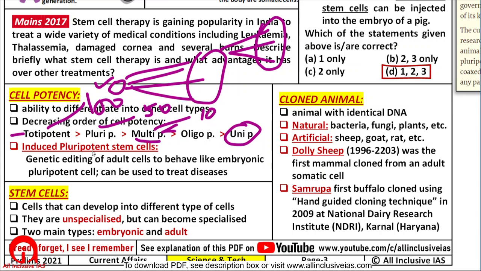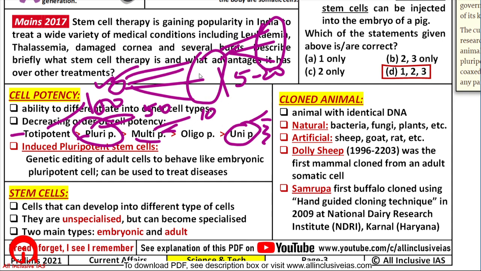Now what is the meaning of induced pluripotent stem cell? So it means that a cell is not pluripotent, but you are inducing it to be. You take a unipotent cell and you change its genetic material in such a way that it will start behaving like a pluripotent cell. If I'm not wrong, when an embryo starts to form, then within 15 to 20 days, the cells in the embryo are pluripotent cells.